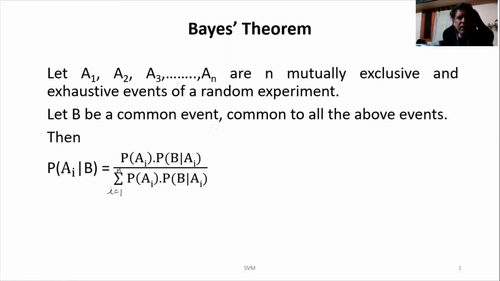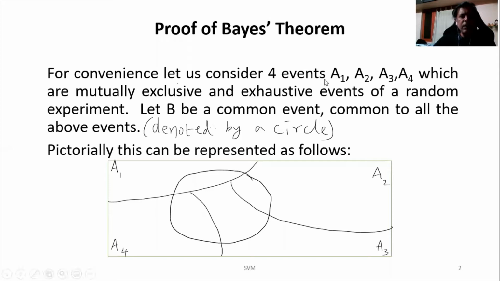Now let us understand how it is arrived at, or the proof of this. Let's move to the next slide. Yes. So in order to prove this theorem, we are going to assume only 4 events for convenience's sake. Instead of considering An, we are considering 4 events, A1, A2, A3, A4, which are mutually exclusive and exhaustive events of a random experiment. So let B be a common event, common to all the above events.